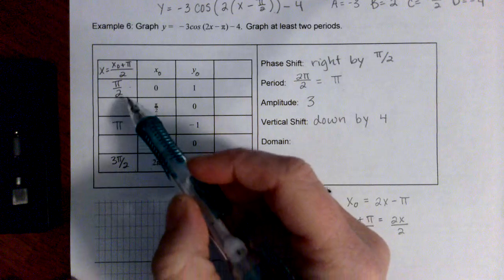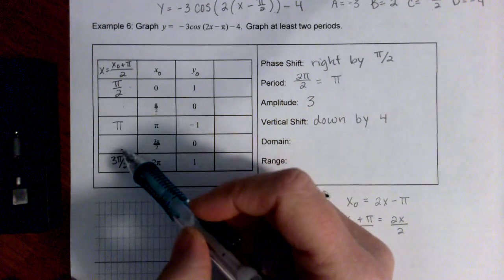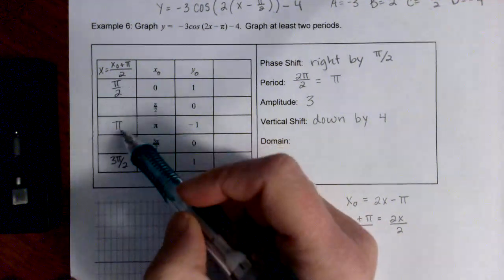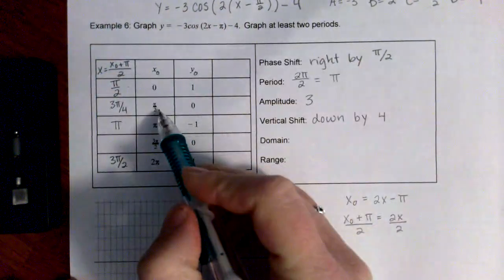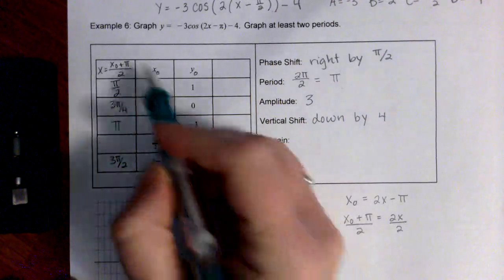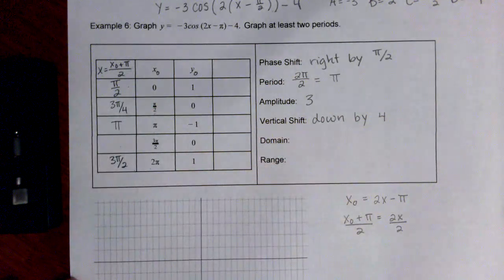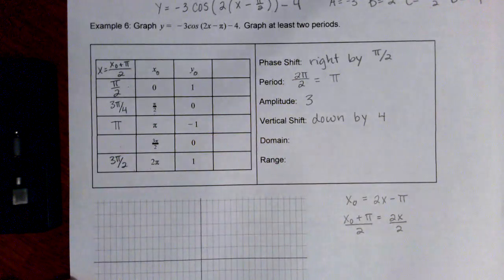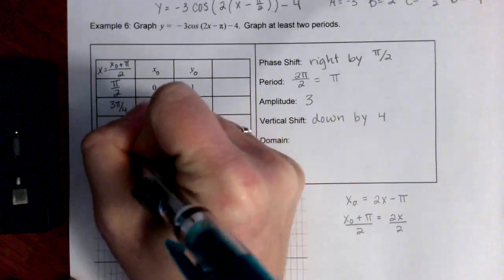A couple options here. One, you just know that the values here are going to be in the middle of pi over 2 and pi. So I know that between pi over 2 and pi is 3 pi over 4. Also, if I did this with arithmetic, pi over 2 plus pi would give me 3 pi over 2, divided by 2 would give me the 3 pi over 4. Also, between pi and 3 pi over 2, I know that I am at 5 pi over 4.